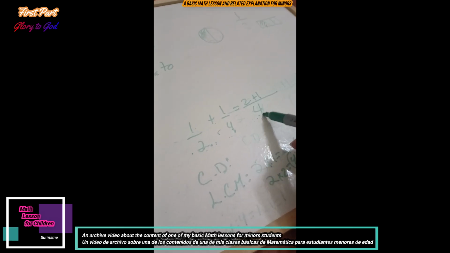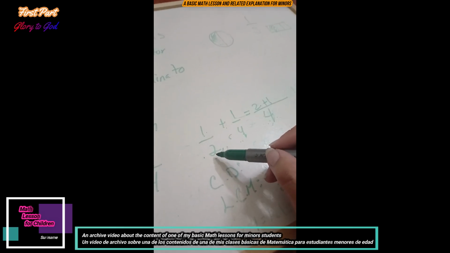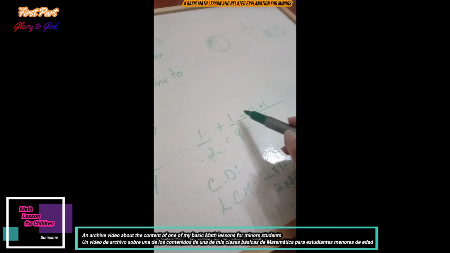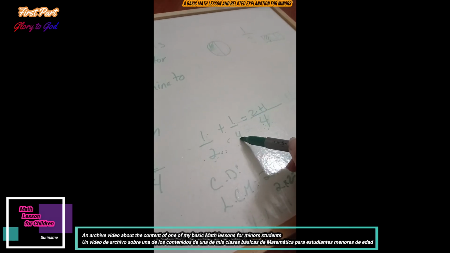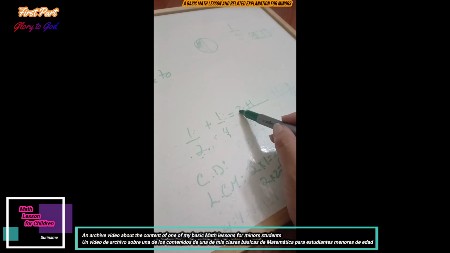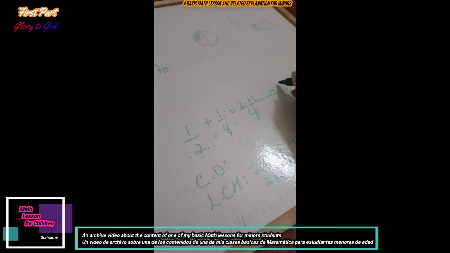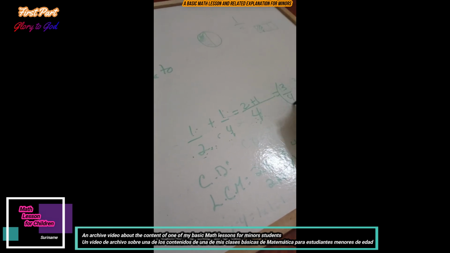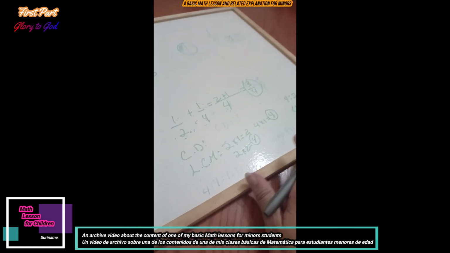Okay? 4 divided by 2, 2. 2 multiplied by 1, 2. 4 divided by 4, 1. 1 multiplied by 1, 1. 2 plus 1 equals 3/4 is our final answer. Okay? Now let's do subtraction.